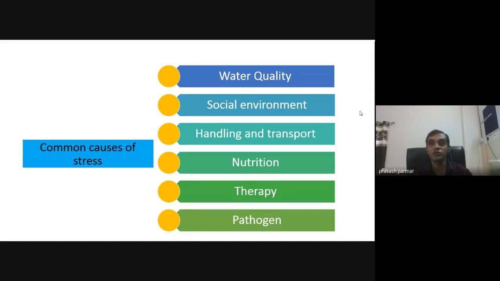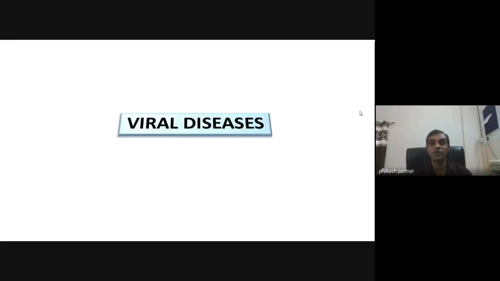Then nutrition. Nutrition is also very important in fishes, and diseases occurring due to nutrition are very common. So proper nutrition is essential for fishes, or even for any animals. Then therapy. Therapy also produces stress, so wherever possible, we have to reduce the therapy part. And the presence of pathogens obviously also produces stress. So these are the common causes of stress, and if we manage all the causes of stress at each level, almost 90% of the diseases we can manage.